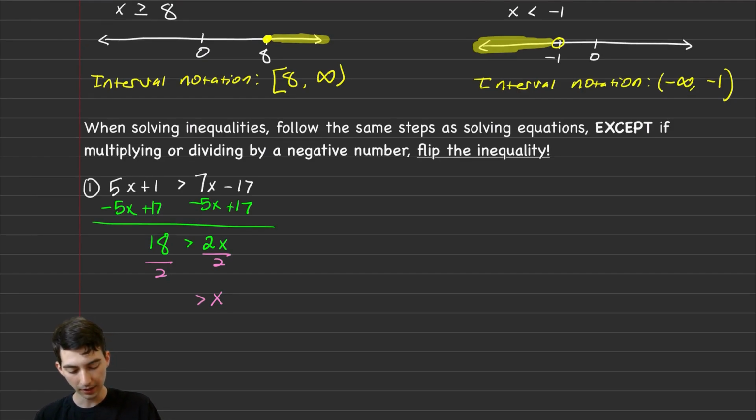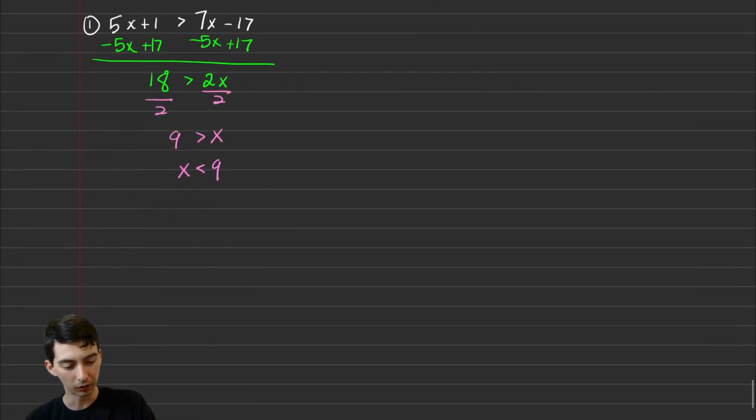And on the left, I get 9. And I'm just going to reverse this around so it looks a little more normal for us. So I say x is less than 9. Okay. Now let's graph this on the number line to see what it looks like.